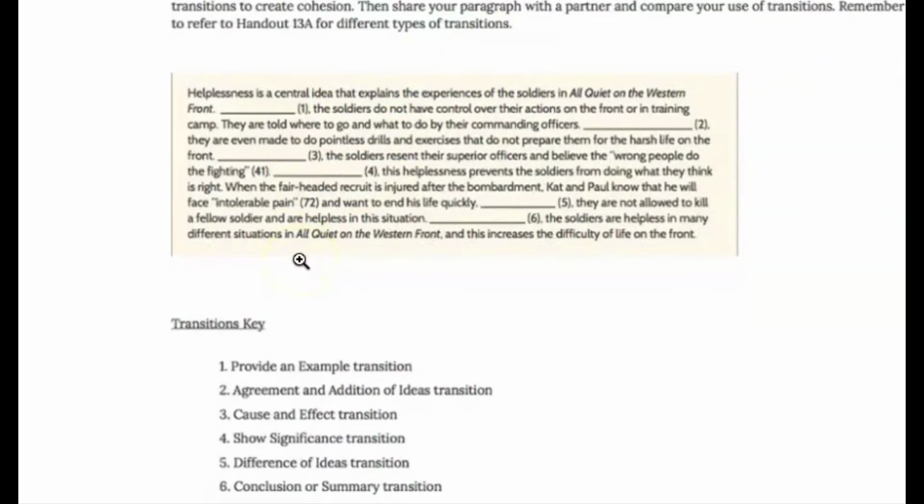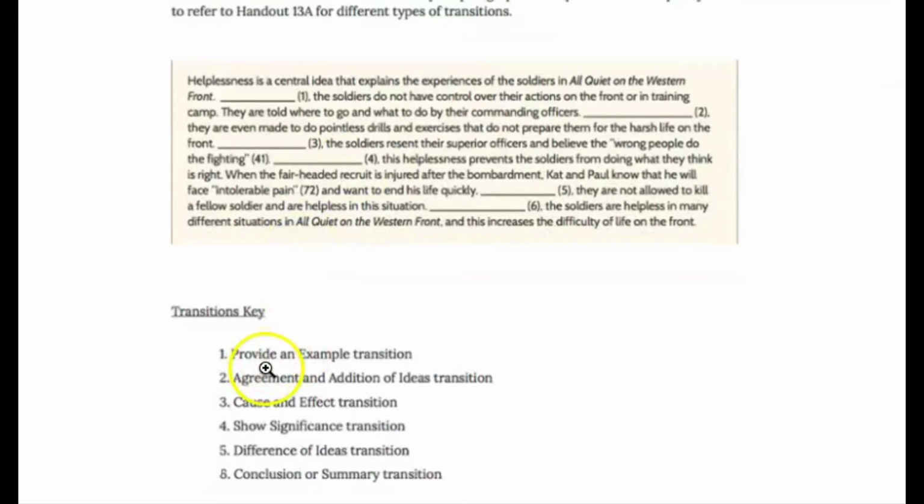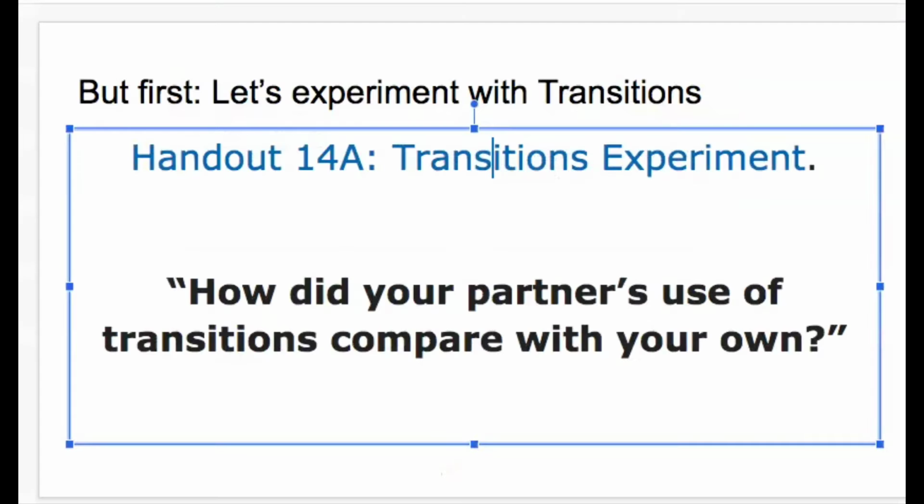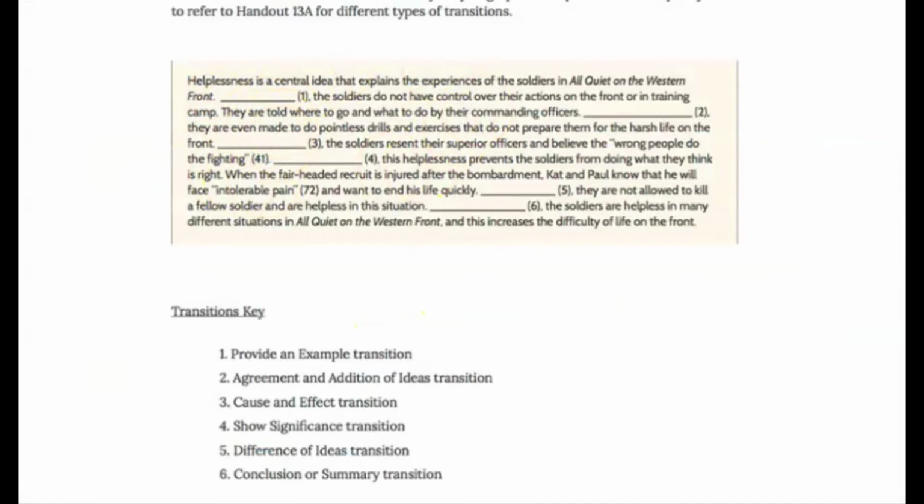So in our last lesson, when we looked at handout 13A, they gave us an example of what types of words could be used if we were trying to provide an example, or if we were trying to cause an effect, or if we were trying to show the significance, or if we were trying to conclude or summarize a transition. Look and use that handout to help you finish this paragraph with completed transitions.